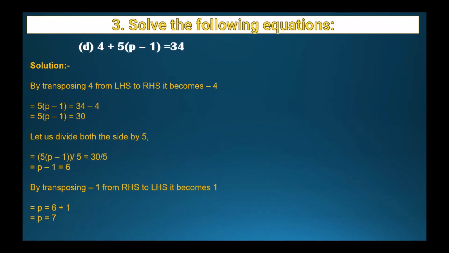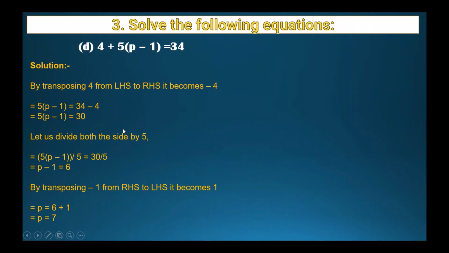Next, 4 plus 5(p minus 1) equals 34. First we will bring this 4 from LHS to RHS. So it will become negative, it is minus 4. So 5(p minus 1) equals 34 minus 4. So 5(p minus 1) equals 30.